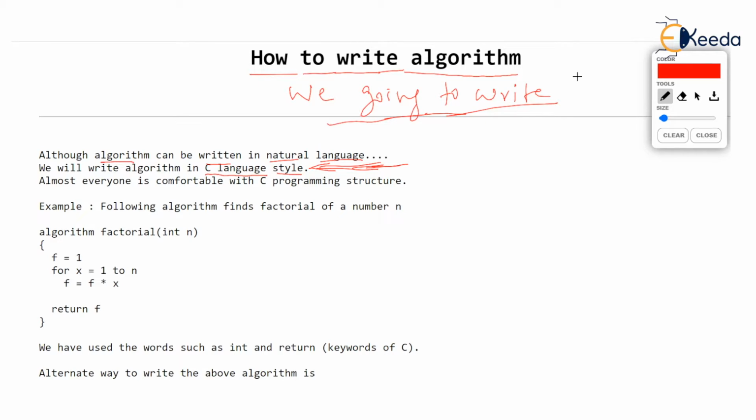As an example, I have written an algorithm which finds the factorial of a number. Let's see how we are going to write the algorithm. We will always start our algorithm with the word algorithm, and then follows some name of the algorithm. After the name we'll put a bracket, and in the bracket we'll write the input, that is the data on which the problem is solved. Here the data is a simple number, n. So we'll write in the bracket int n.